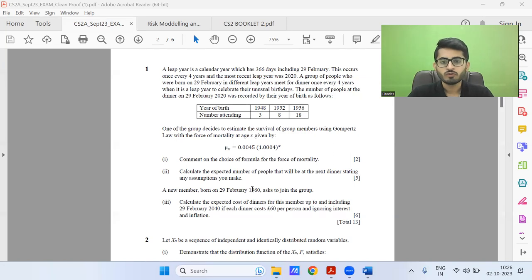Now what we're looking for is the expected number of people who will be at the next dinner. The next dinner is going to be on 29th Feb 2024. Those born in 1948 were age 72 today; after 4 years, their age will be 76. Those whose age today was 68, after 4 years, their age will be 72. And those who were age 64 today will be age 68 after 4 years.